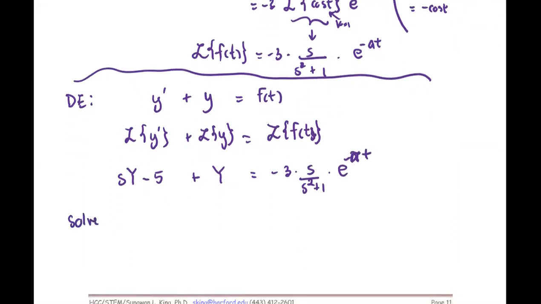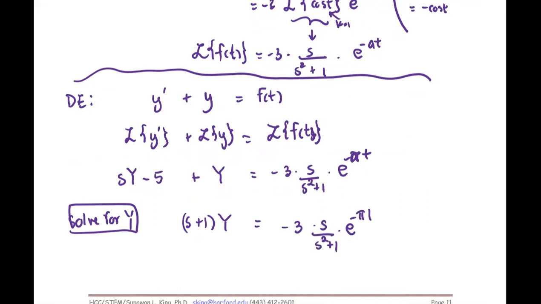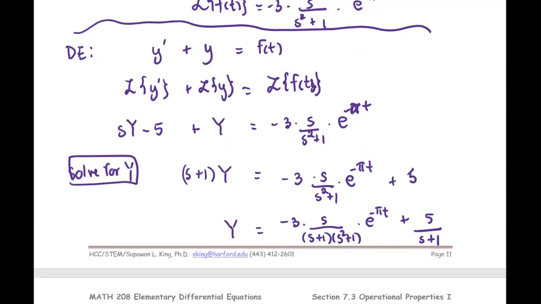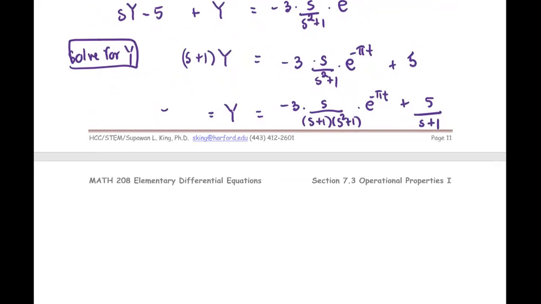Next, we are going to solve for y, or the capital Y. S plus 1 as a coefficient of the capital Y equals negative 3 multiplied by s divided by s squared plus 1 multiplied by e to the negative pi s plus 5. Divide all terms by s plus 1. Then we get the capital Y equals negative 3 multiplied by s divided by the quantity s plus 1 times the quantity s squared plus 1 times e to the negative pi s plus 5 divided by s plus 1. Recall the capital Y is the Laplace transform of the lowercase y, which is the solution.